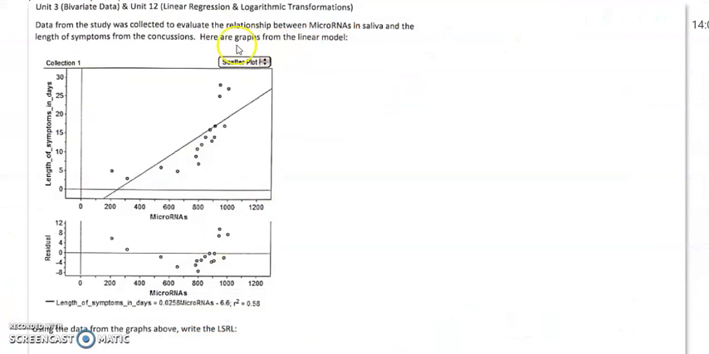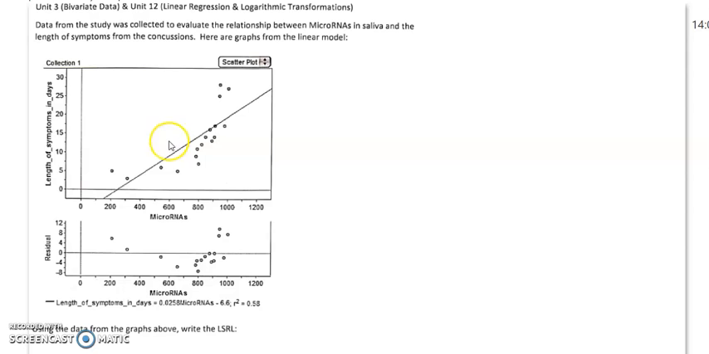Okay, we're on to linear regression, and we're still dealing with the concussion, the spit test, the microRNAs that are found in people's saliva. And so this is some kind of measurement. It shows how many are in there, and then the length of symptoms in days. So we've got a bunch of data collected here, and we could look at this and basically say, oh, okay, it's a moderate, positive association, I guess linear, because it kind of fits this line of best fit, but we've got some deviation here.